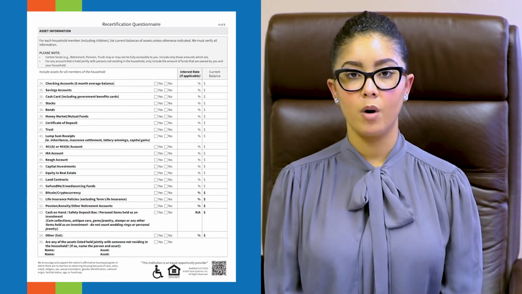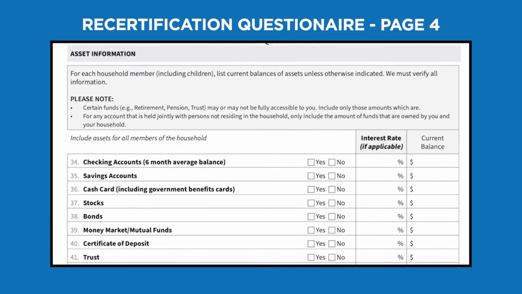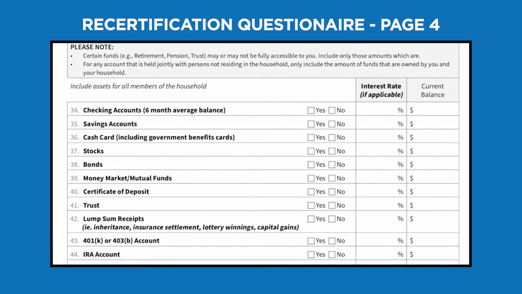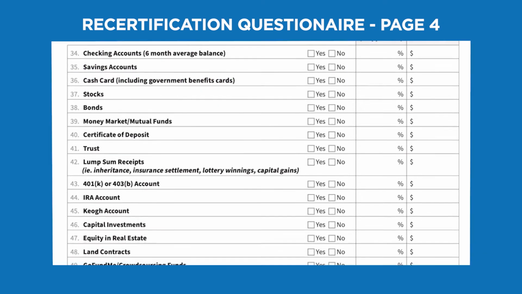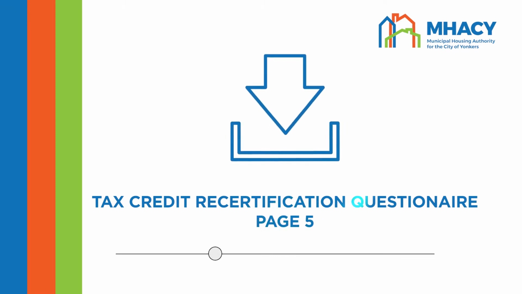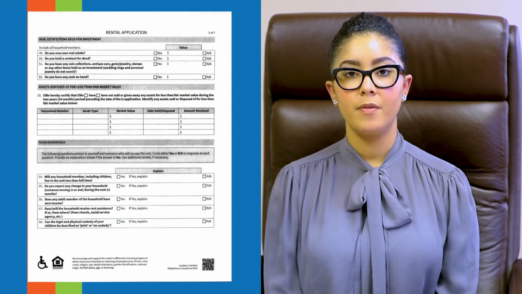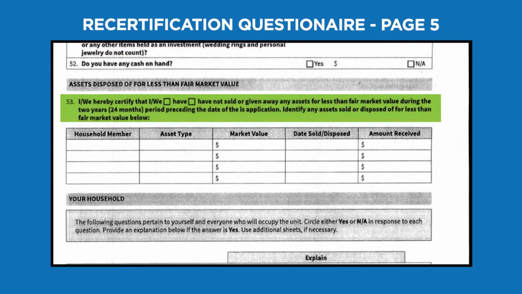On page 4, you will list all assets for the full household. Some examples of assets are checking accounts, savings accounts, cash cards, and life insurance policies. Page 5 is very important. Please make sure you answer question 53.